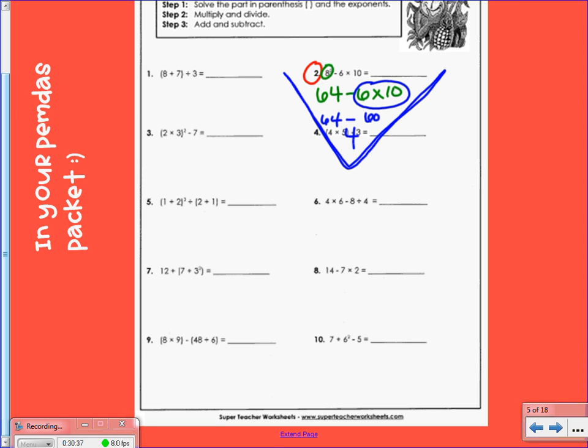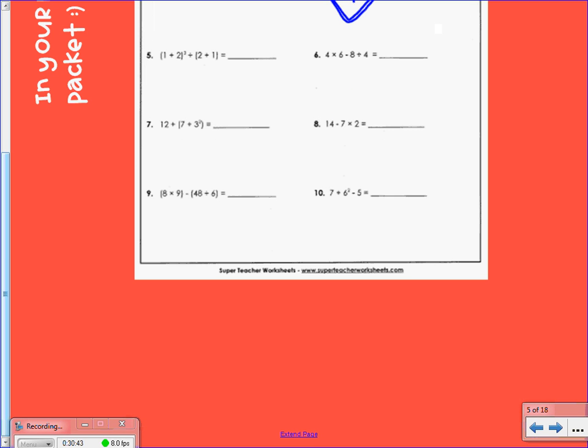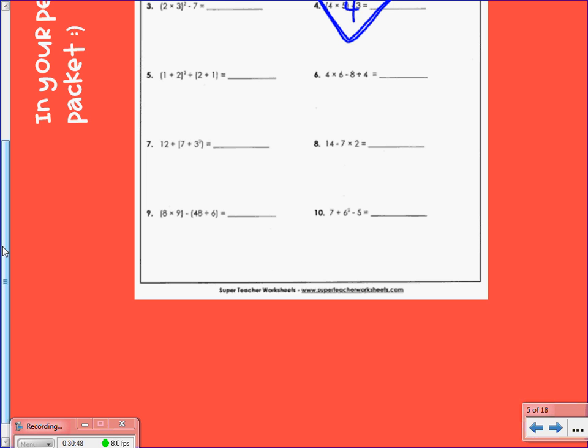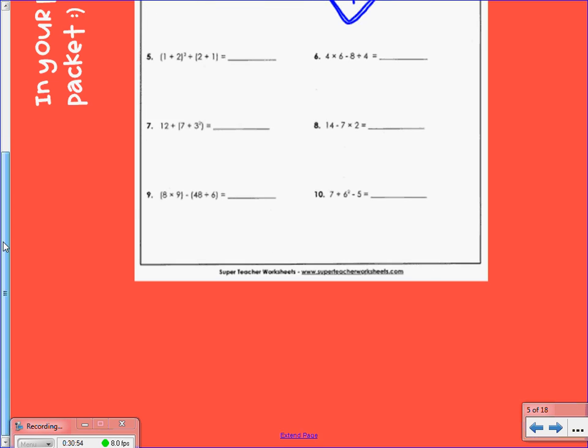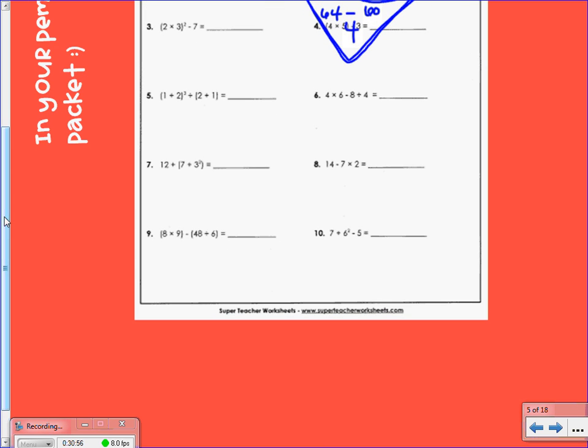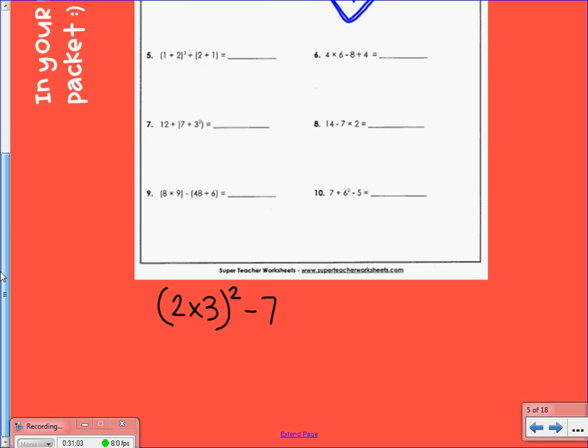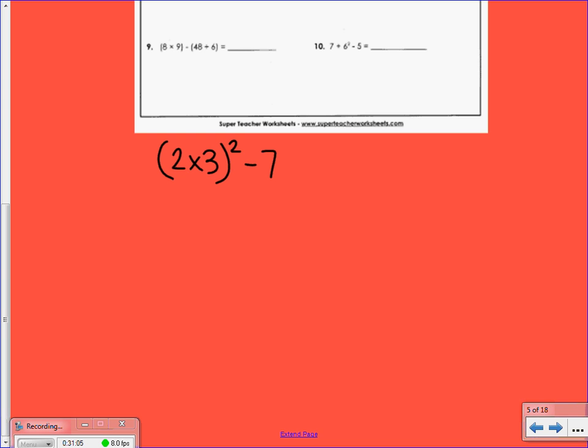Triangle of success. We are going to do number 3. I am going to move this up because I hate not having enough room. If you need to, do this on the back side of the sheet if you're running out of room. Okay. So it's 2 times 3 in parentheses, to the second power, minus 7. We're going to take a look at number 3 and then I'm going to set you free to try on your own. Okay?